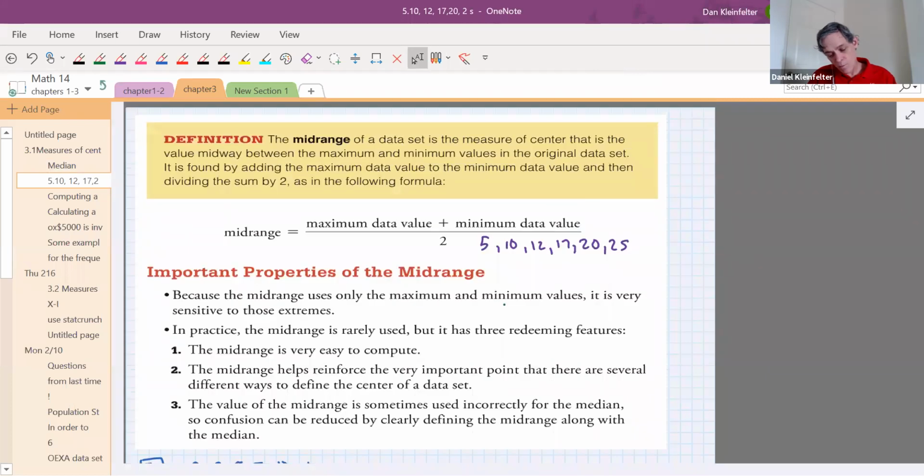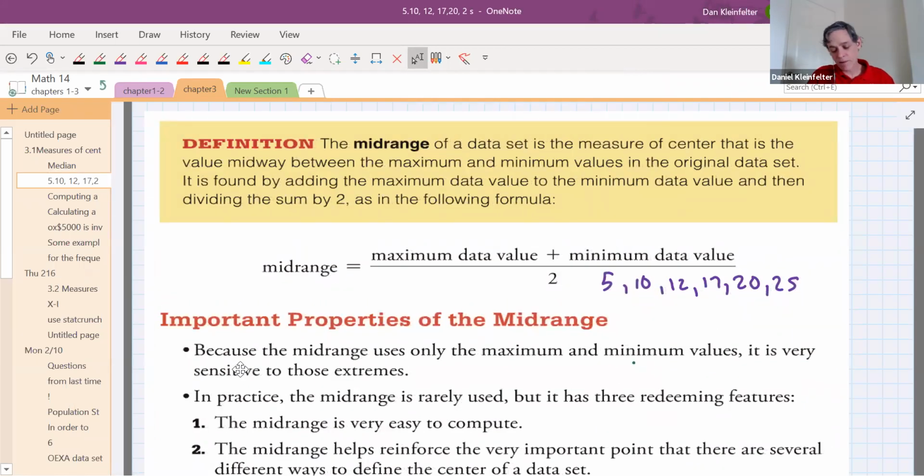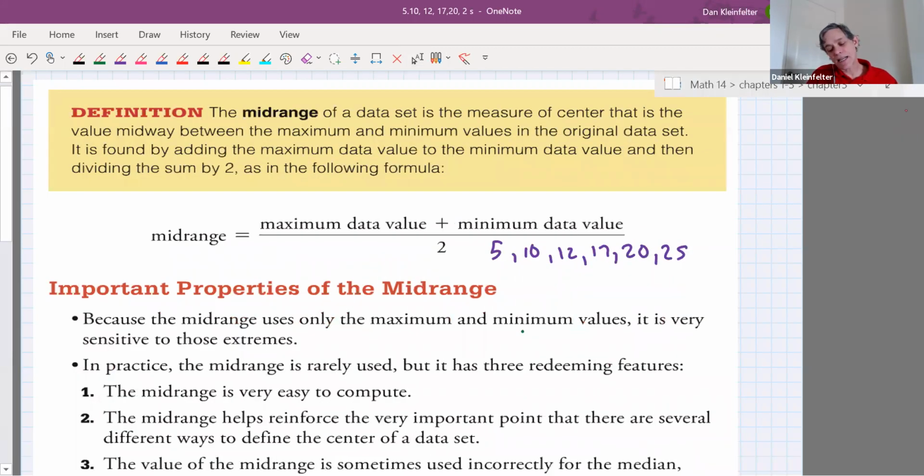One more measure of center. This one is much less frequently used. This one is the mid-range. The mid-range of a data set is the measure of the center that is the value midway between the maximum and minimum values. So notice that this isn't the middle of the data set in the sense that the median is the physical middle of the data set. This is the mean of the highest and lowest value.